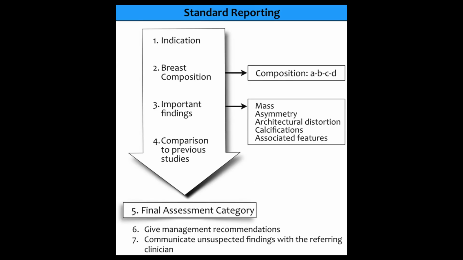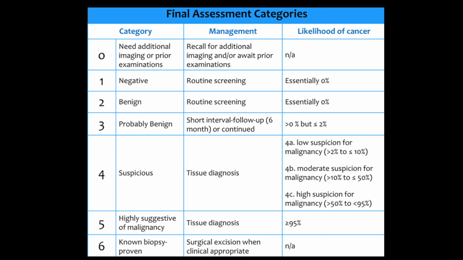So in a mammogram report, we always talk about why the patient's there. So indication, we'll talk about the breast composition, which is the density, A through D. We'll describe any findings. We mentioned comparisons to prior studies, and then there'll be a final assessment category, and we'll give management recommendations. And then this is just going through the BI-RADS again, 0 through 6.